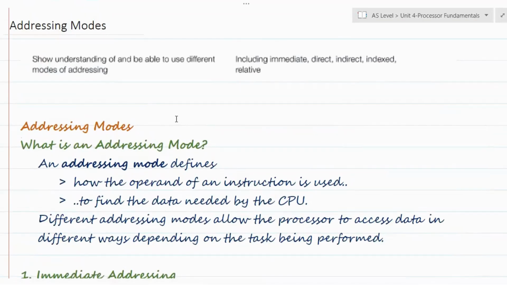In today's video, we have learned about addressing modes. Remember, addressing modes define how the CPU finds the data required by an instruction. In our next video, we'll learn how to trace an assembly language program from the exam point of view. That is an extremely important topic.